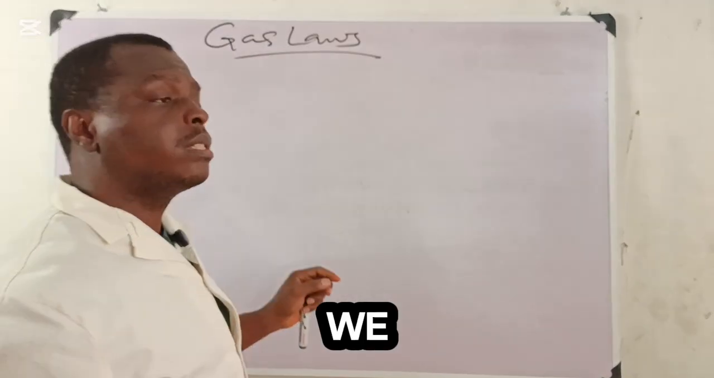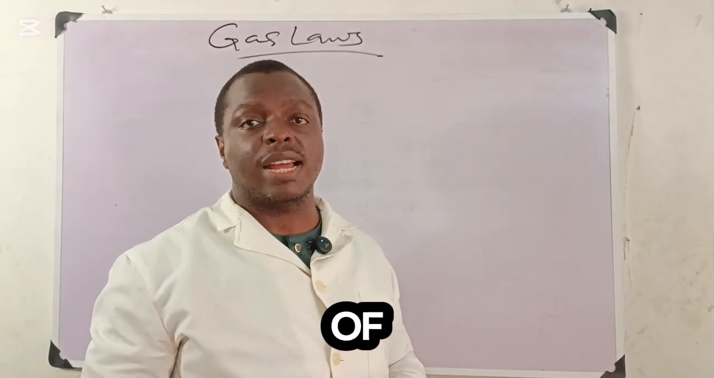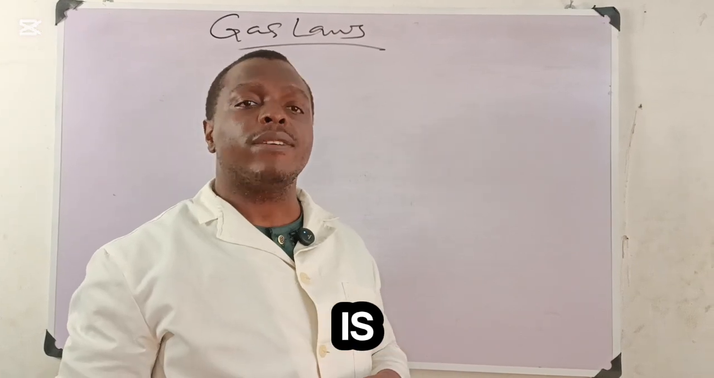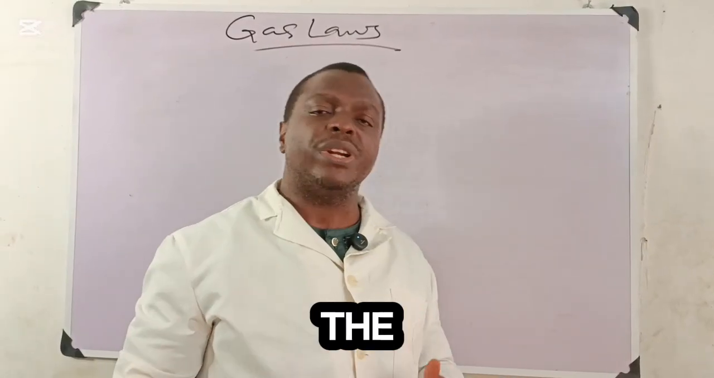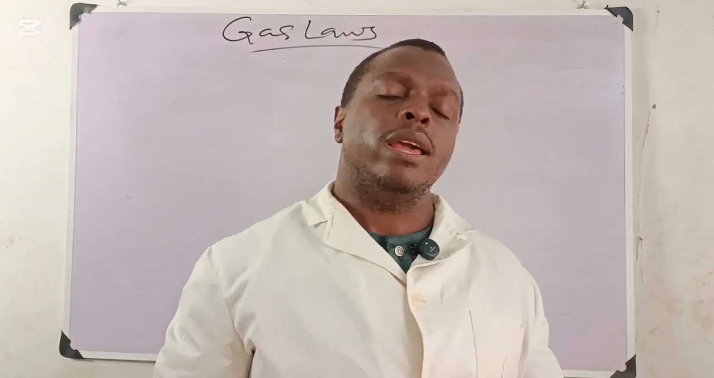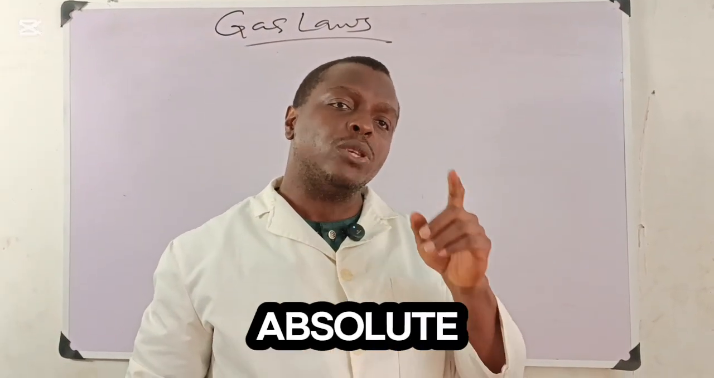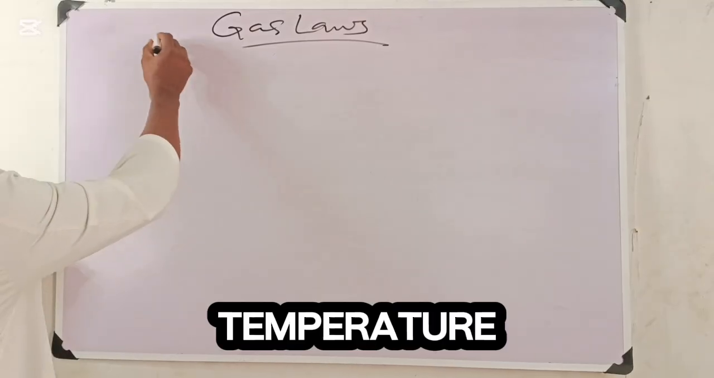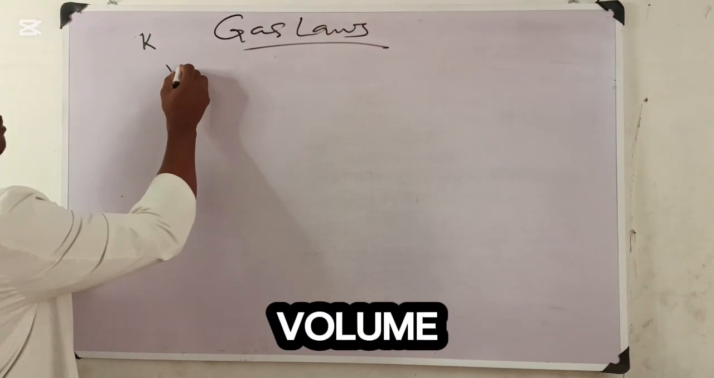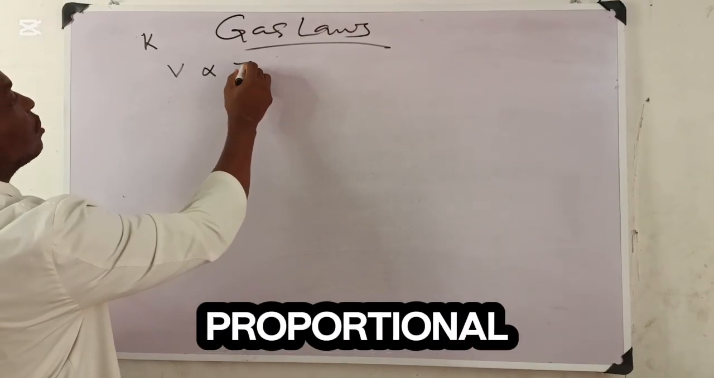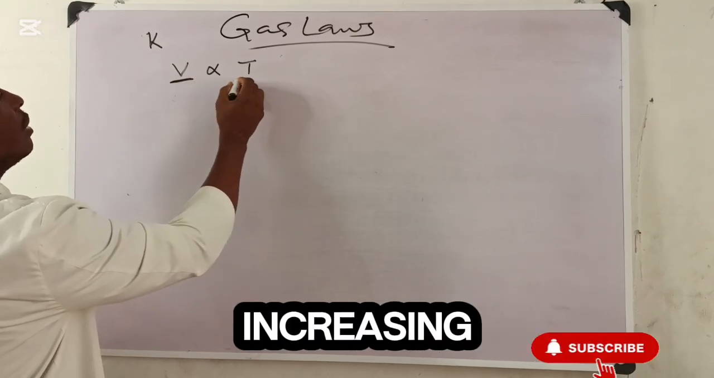Charles' law states that the volume of a fixed mass of gas, or a given mass of gas, is directly proportional to its absolute temperature, provided that the pressure remains constant. If we say that volume is directly proportional, recall what I say, absolute temperature. And absolute temperature is temperature in what? Kelvin.